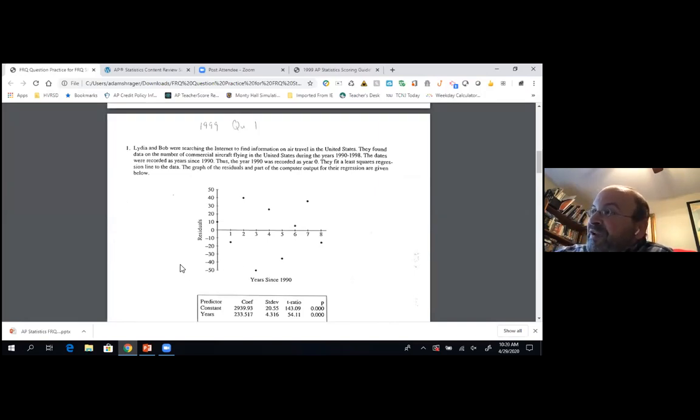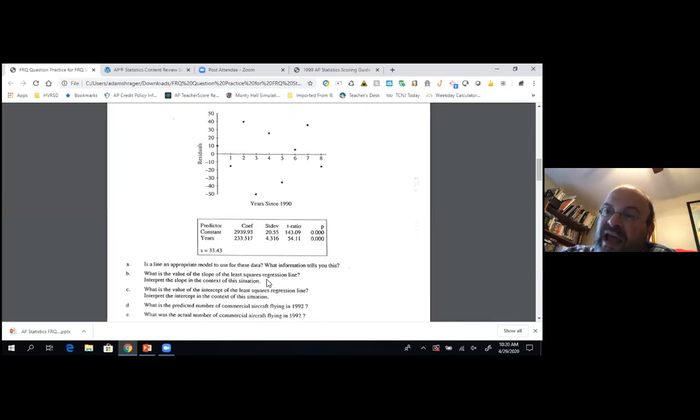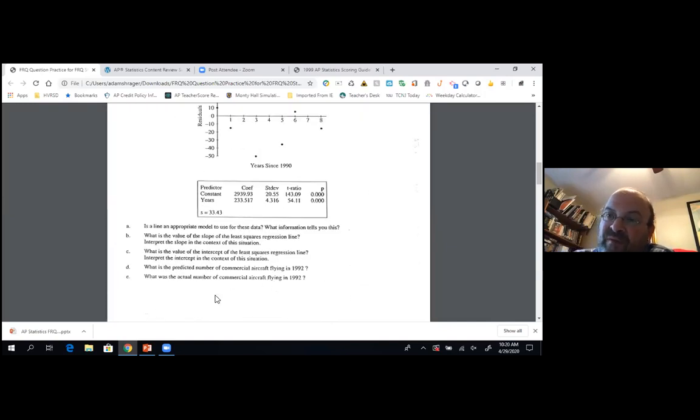Lydia and Bob were searching the internet to find information on air travel in the United States. They found data on the number of commercial aircraft flying in the US during the years 1990 to 1998. The dates were recorded as years since 1990. Thus, the year 1990 was recorded as year 0. They fit a least squares regression line to the data, and then they've given you a graph of residuals. So we have the residual for the number of commercial aircraft flying and how many years have passed since 1990. We then have some computer output, and then there were 5 very short questions.